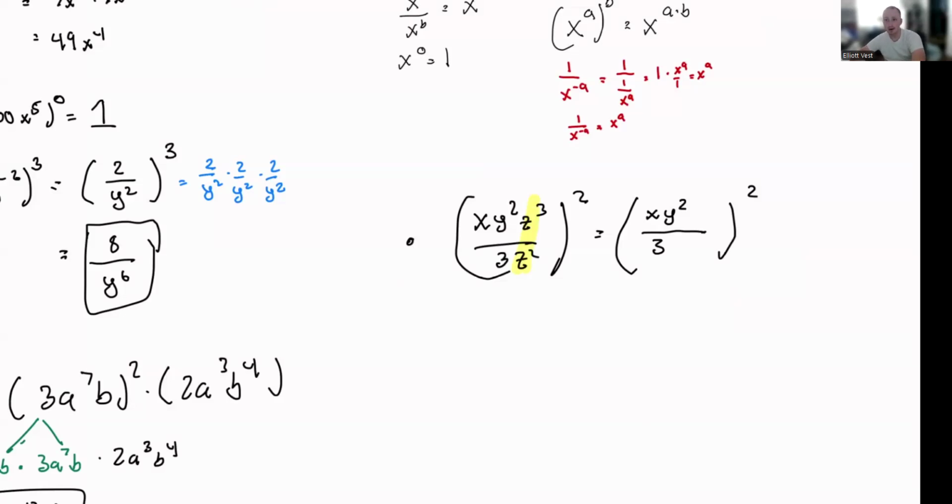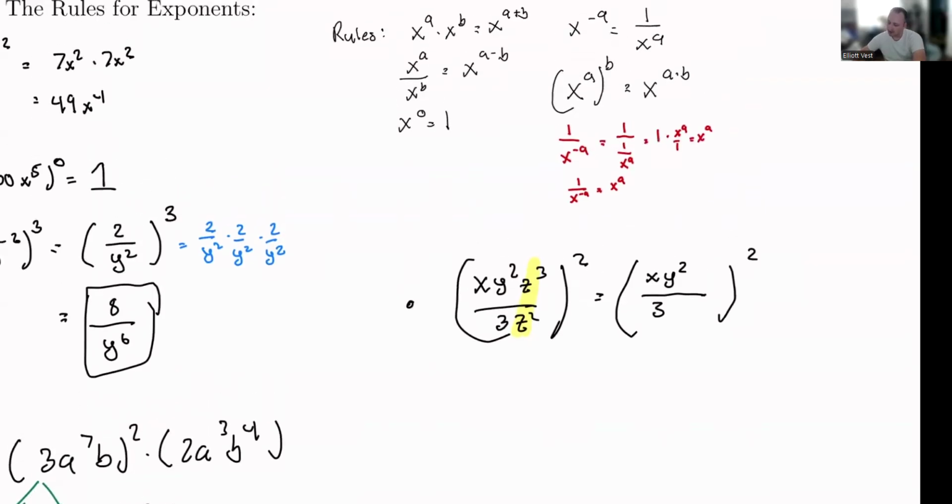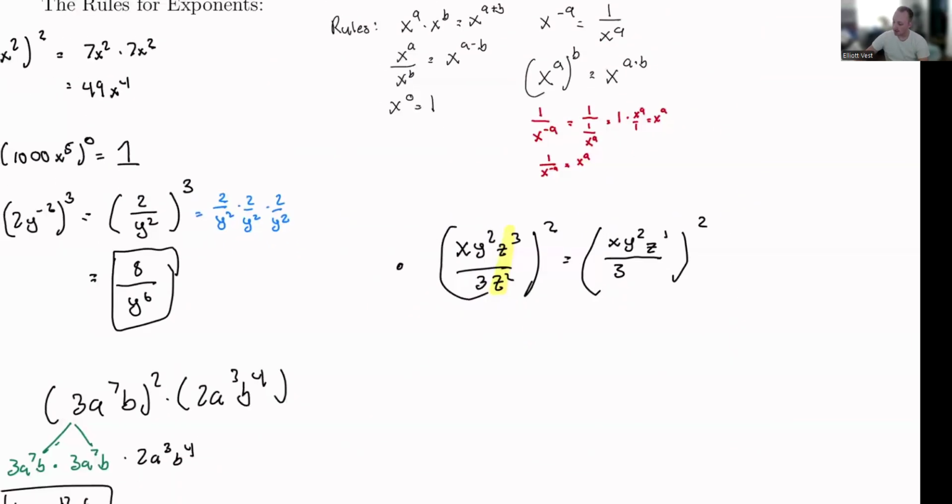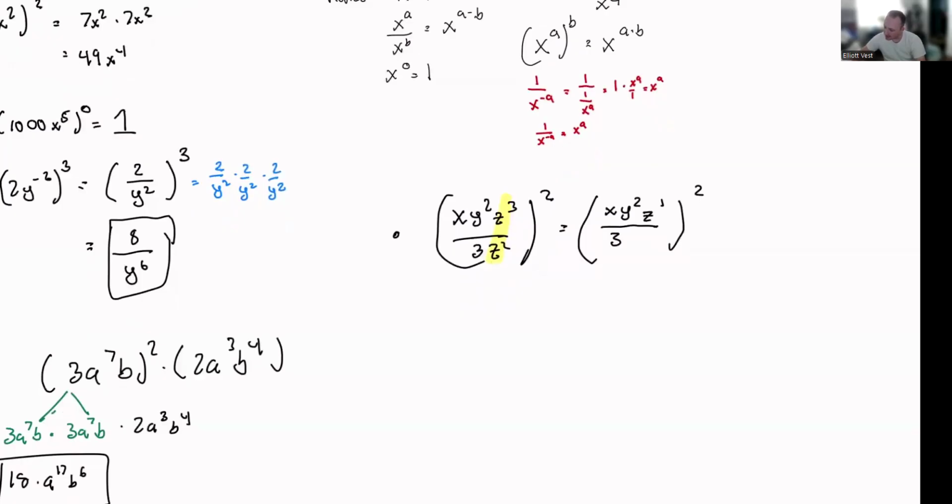Z cubed over z squared. What rule are we using? Well, when you're dividing exponents of the same base, you subtract. So this minus this. Z, 3 minus 2, z to the 1 power, like that. Okay? And now, when in doubt, write it out. xy squared z over 3 times xy squared z over 3.